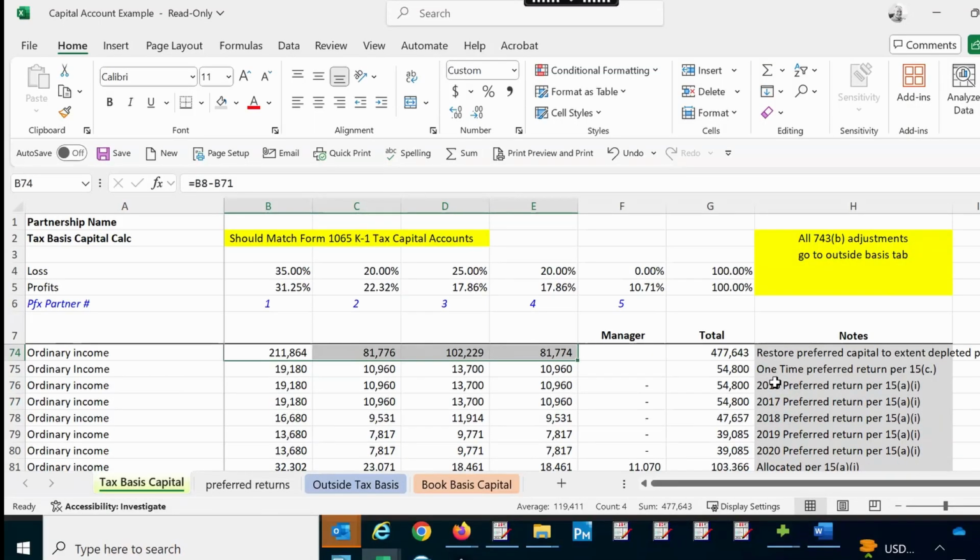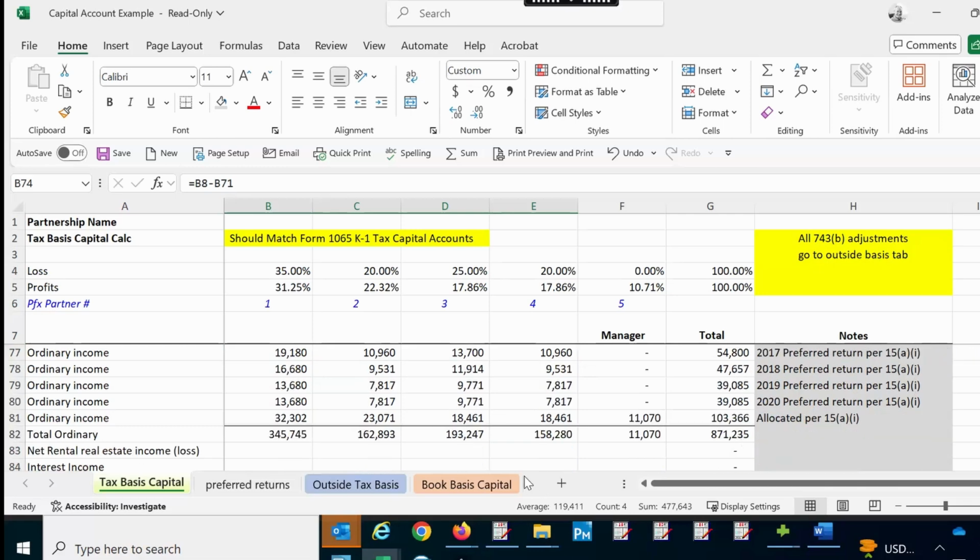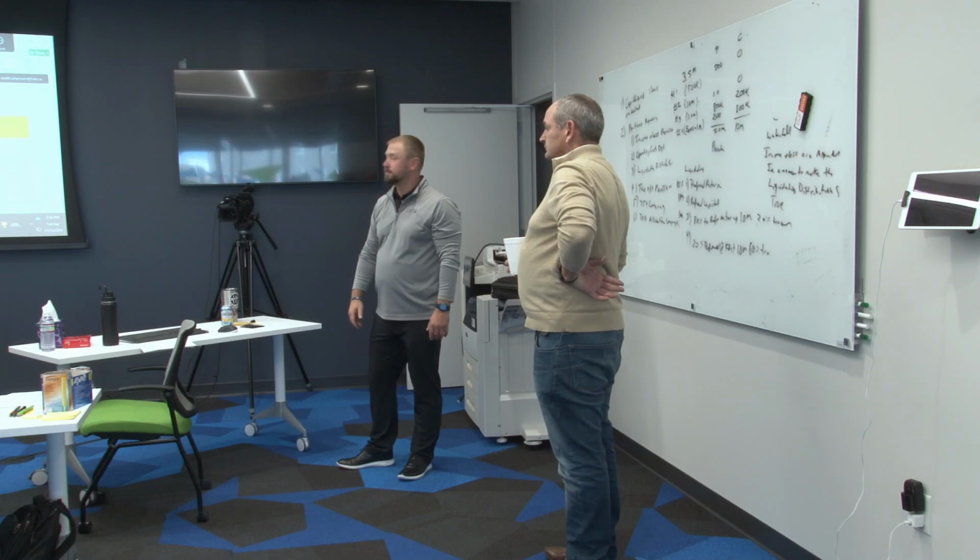So, like in this scenario, we have a preferred return. Based on how this is written, there's a first one-time preferred return, and then you reference where this comes from in the operating account. So we're allocating all this income here, preferred returns, and then whatever's left over, 15A, which was the pro rata income.